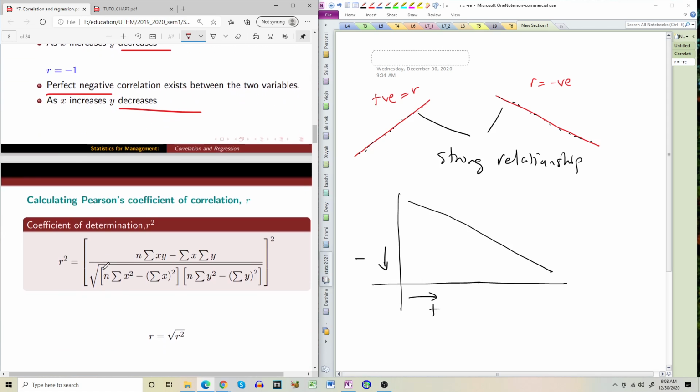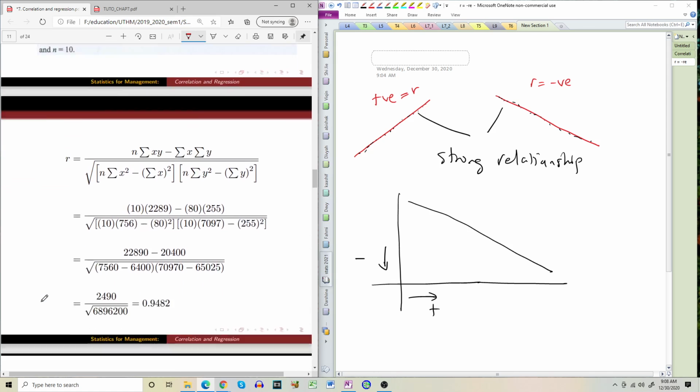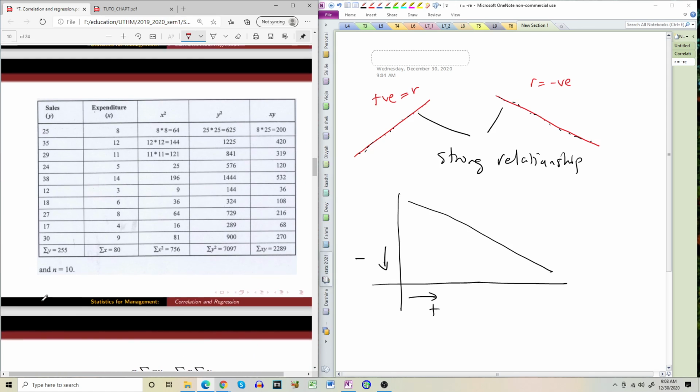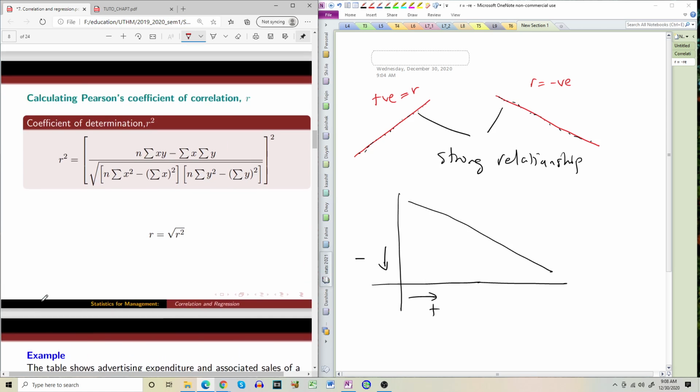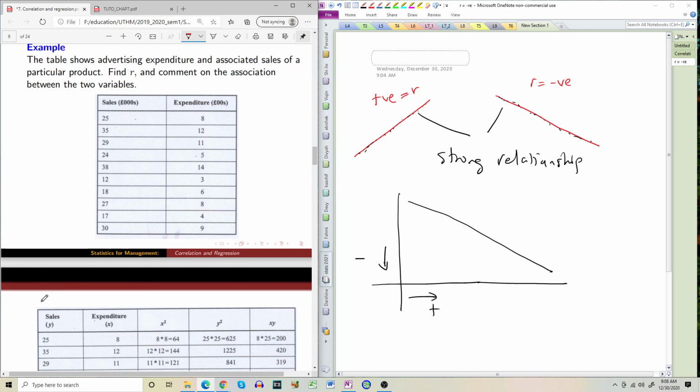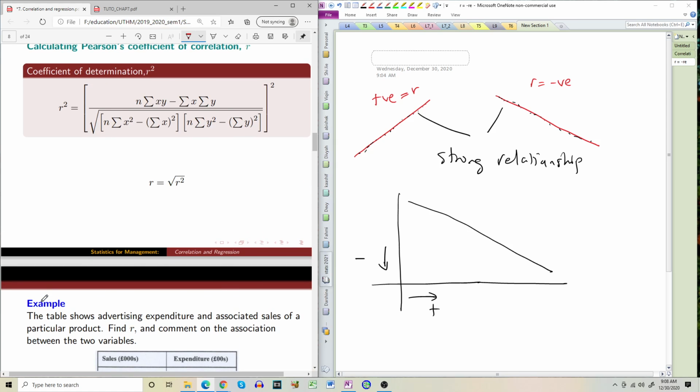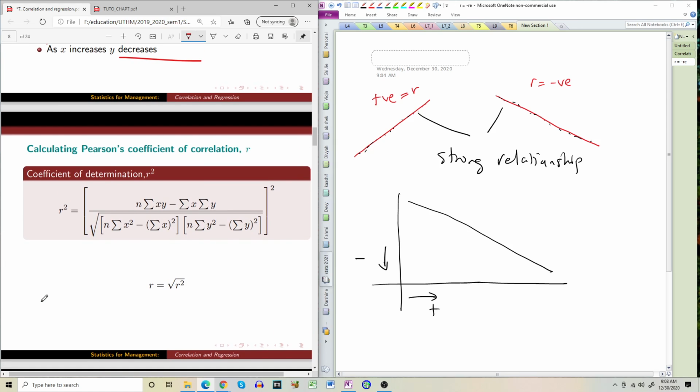What is the formula? The formula is given here. Of course, it's a big formula, but this formula is given in your final, so no need to worry. Let us look at one example, and you guys will do one exercise. All right, look at this example.